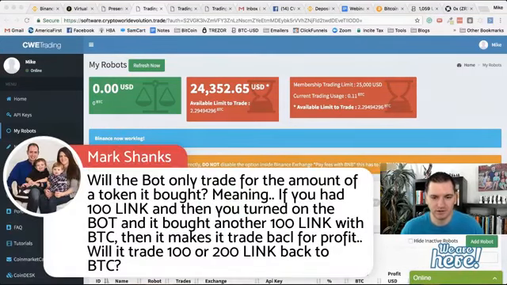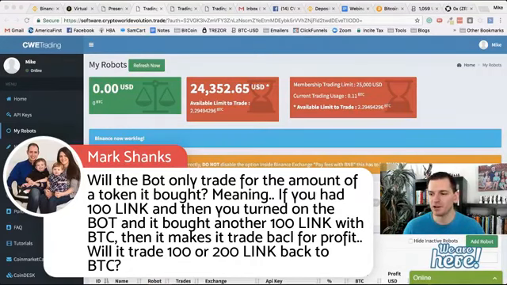Okay, here's Go. Will the bot only trade for the amount of token it bought? Meaning if you had 100 LINK and then you turned on the bot and it bought another 100 LINK with BTC, then it makes the trade back for profit. Would it take the 100? Yeah, that's how it works. That's how trading works. You buy an altcoin and you trade it back to Bitcoin. That's how traders do it. So if it buys 100 LINK, it sells the 100 LINK for Bitcoin at a profit.